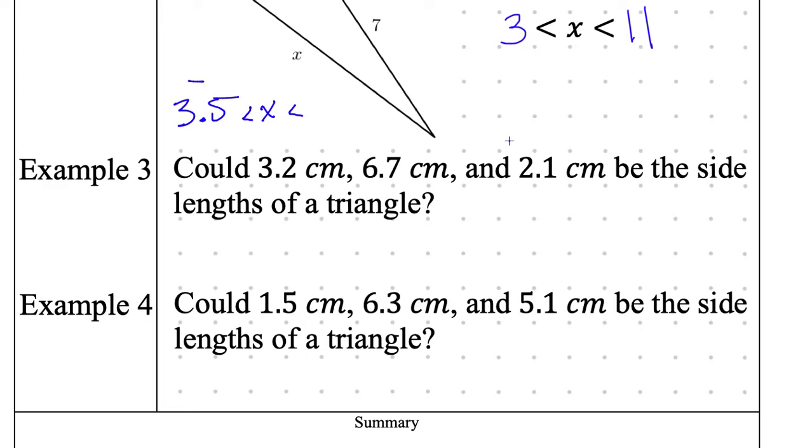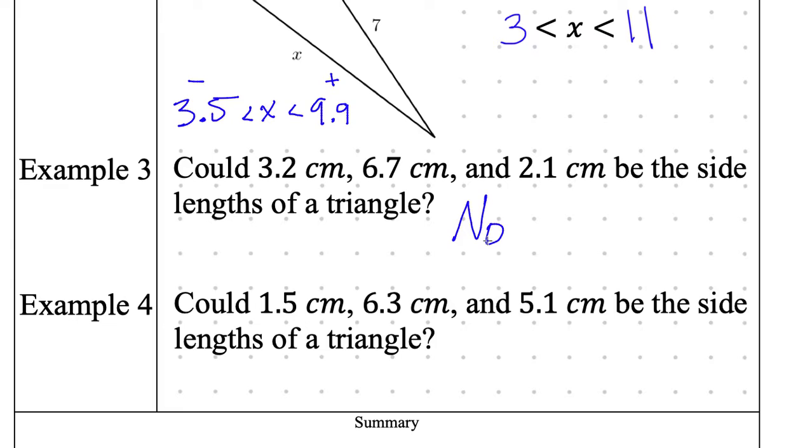And then I'm going to add them together. Who can add them? Andres. 9.9. There it is. That's what happens when we add them. So while we ignored 2.1, we only looked at these two. We know that with these two, your range of possible third sides has to be between 3.5 and 9.9. Now the question is, is 2.1 in between 3.5 and 9.9? The answer is no.